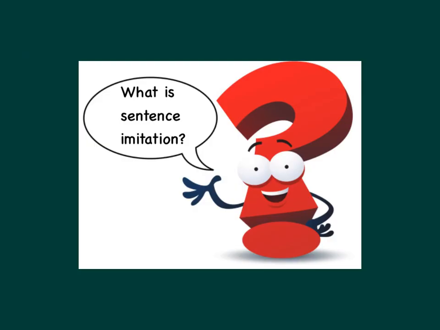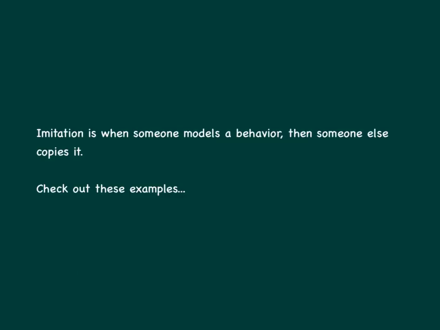So, what is sentence imitation? Imitation, in general, is when someone models a behavior, then someone else copies it. Check out these examples. Some of these might be familiar to you.